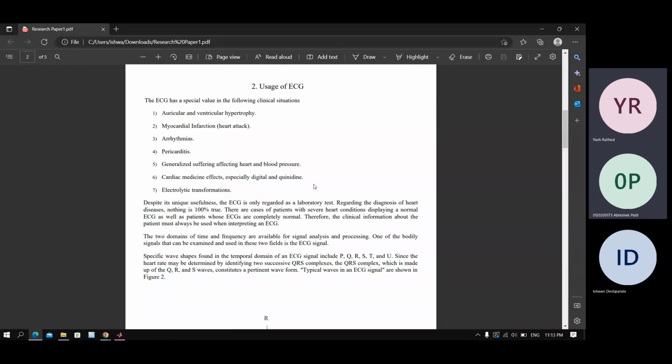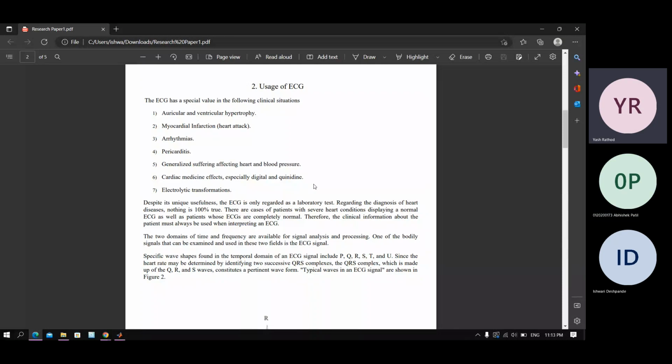The two domains of time and frequency are available for signal analysis and processing. One of the bodily signals that can be examined and used in these two fields is the ECG signal. Specific wave shapes found in the temporal domain of an ECG signal include P, Q, R, S, T, and U. The heart rate may be determined by identifying two successive QRS complexes.